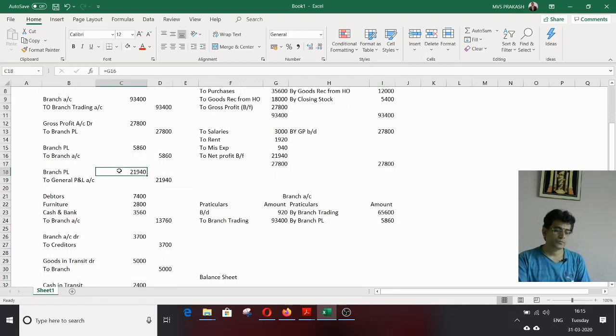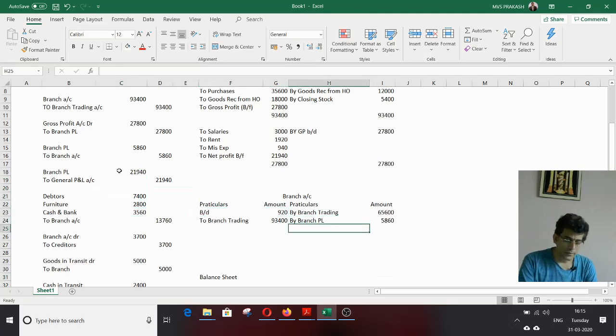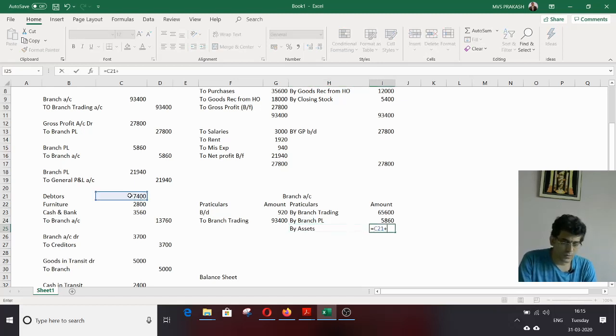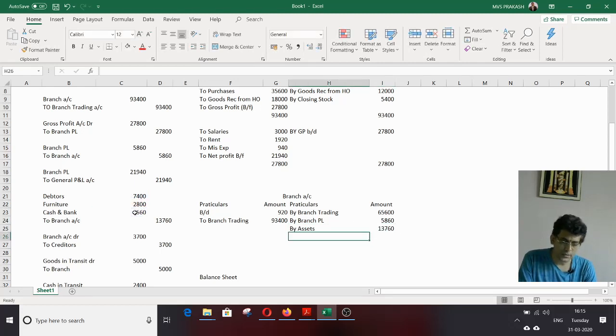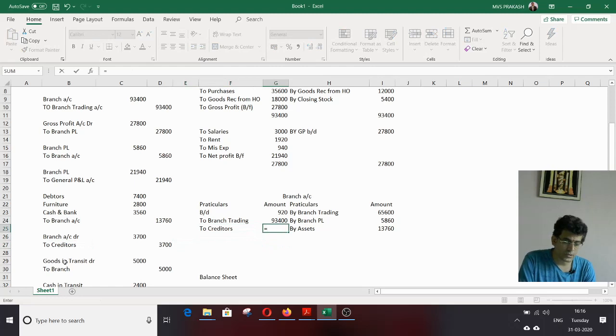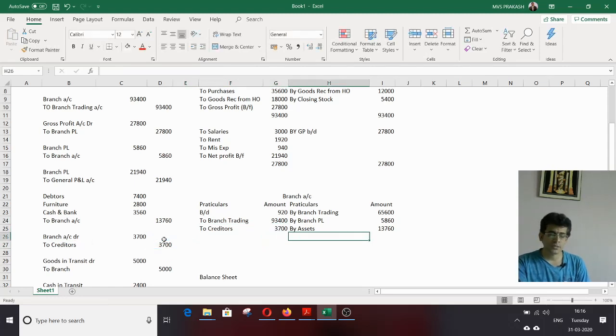Then what am I supposed to do? Debtors, all the assets. Now what you are doing: by assets. What is the total of the assets? 7,400, 2,800, and cash at bank is going to be this. And I need to debit here as what? Liabilities. So branch creditors, you are having something. So let us come here, take that as creditors amounting to 3,700 is the value. Now goods in transit is there.